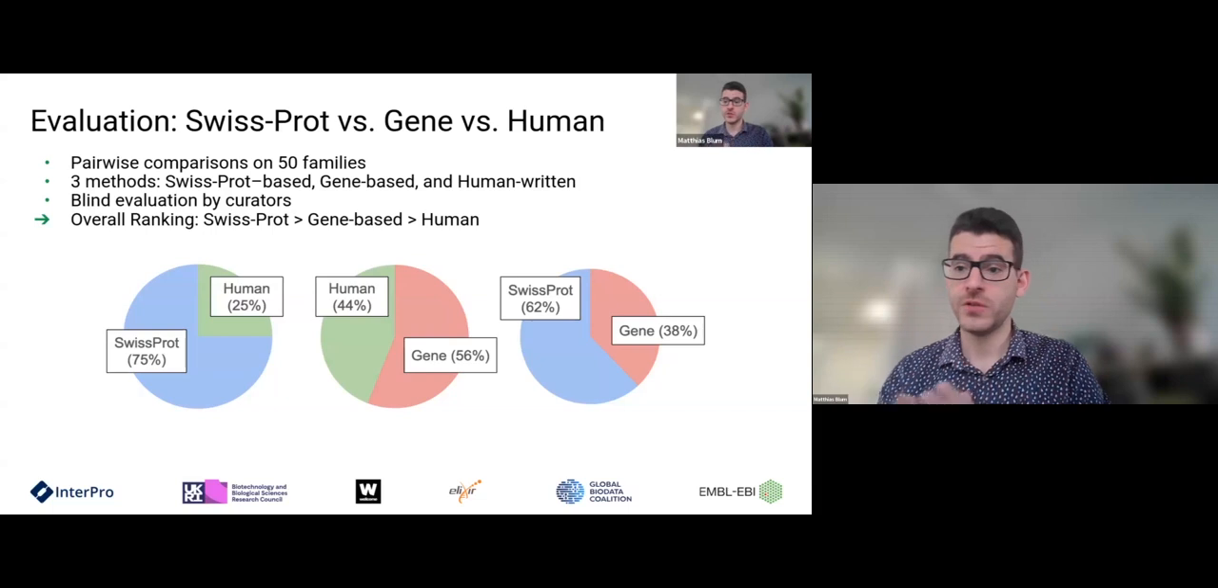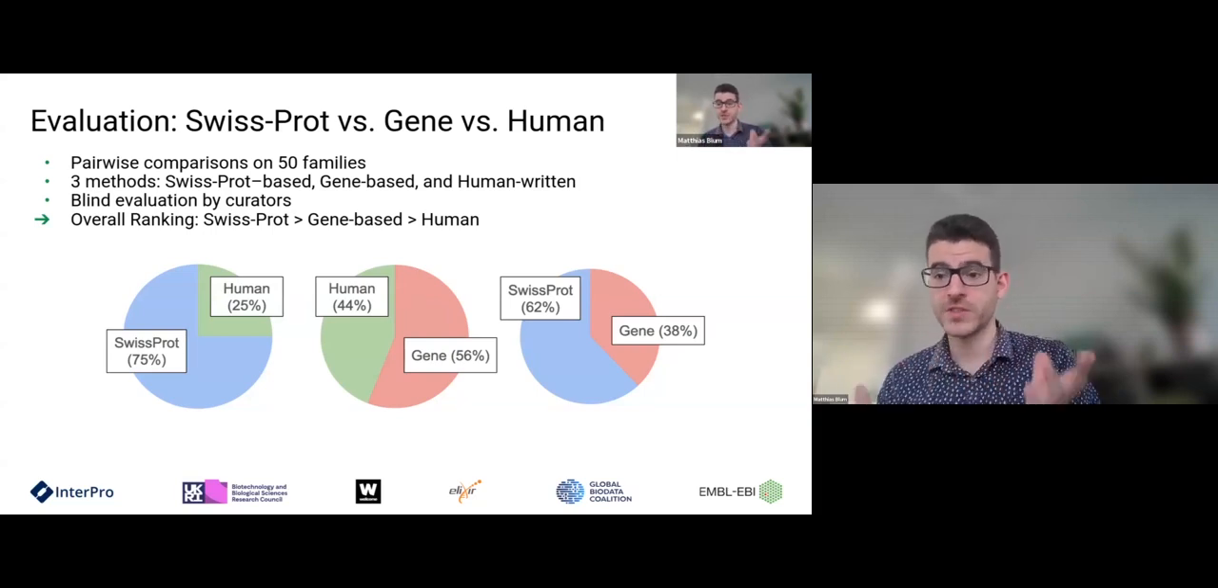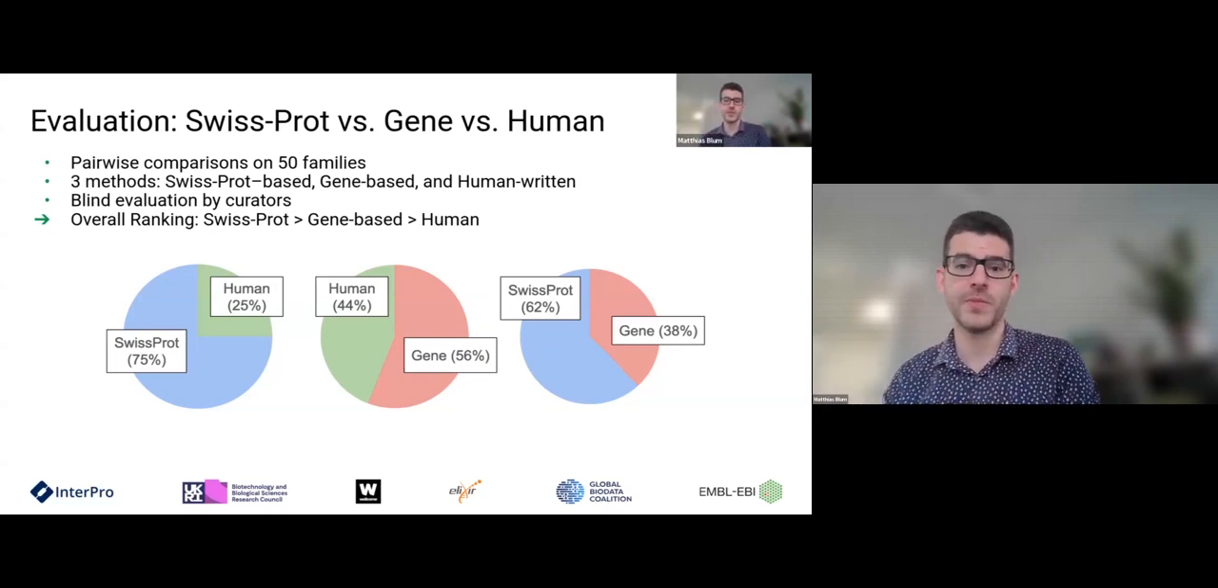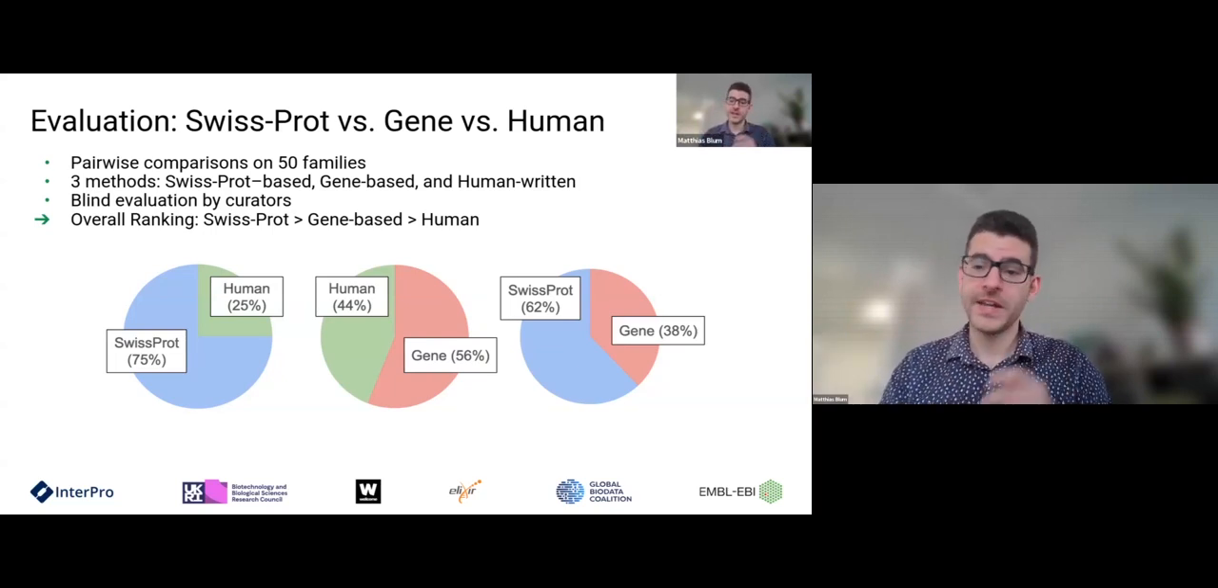So for the fine-tuned model, we wanted to do an evaluation to compare the description generated using gene names with the description generated by Swiss-Prot entries. But this time we also wanted to compare the description generated by human curators. So instead of generating descriptions for families without any annotation, we picked families that already had annotation written by curators in the past. And again, we did the same thing as we did in the other evaluation.